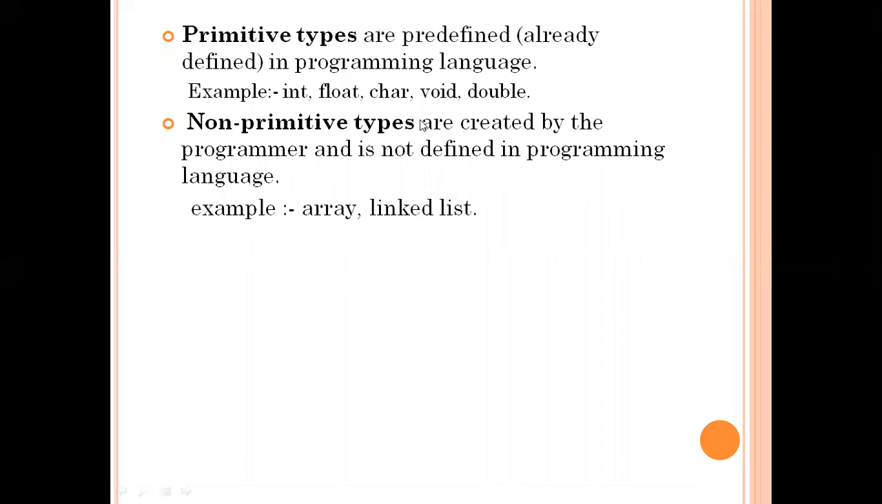Next point is what is primitive and non-primitive data structure. Primitive data types are predefined, meaning they are already defined in a programming language. For example, int, float, char, void, double are the basic data types that are known as primitive data types. Non-primitive data types are created by the programmer and are not defined in a programming language, meaning they are user defined. For example, array and linked list.